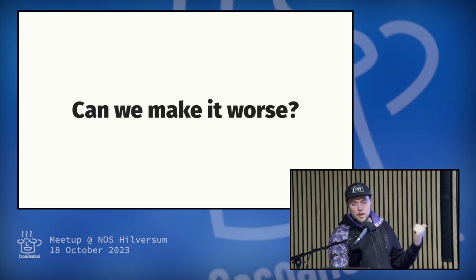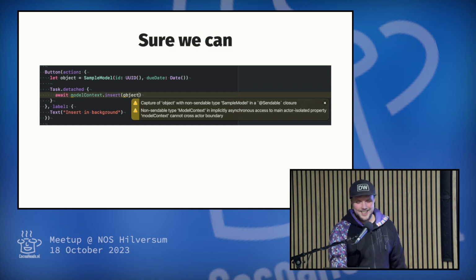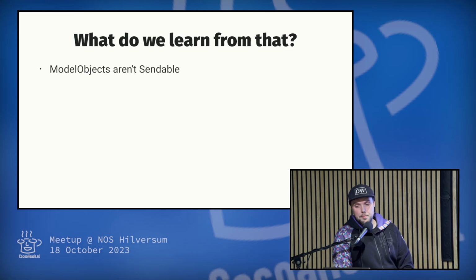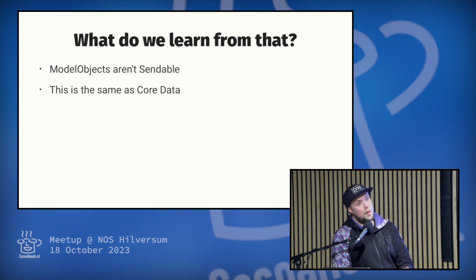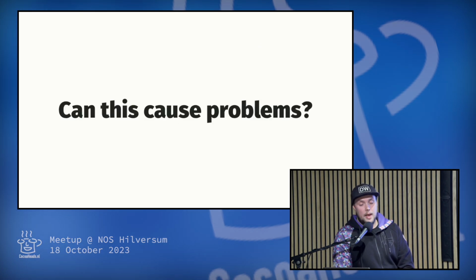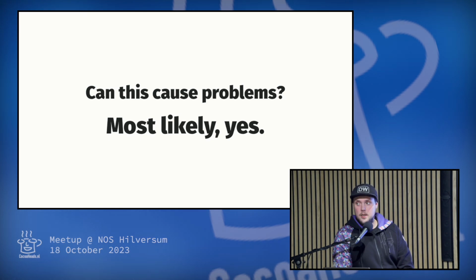So if we look at just that one warning, can we make that worse? Of course we can. Because we can also define our object outside of the task. So we are making our object on the main actor, and then we're going off of the main actor to add it into a model context that belongs to the main actor. And that gives us an error saying capture of object with non-Sendable type SampleModel in a Sendable closure. In other words, our object is not safe to be passed across concurrency boundaries. So model objects are not Sendable, which is also the same as Core Data. So hopefully, with concurrency debugging enabled, this should crash our app. But again, it doesn't. Can this cause problems, though? Almost certainly, yes.